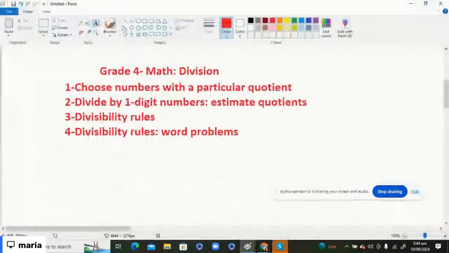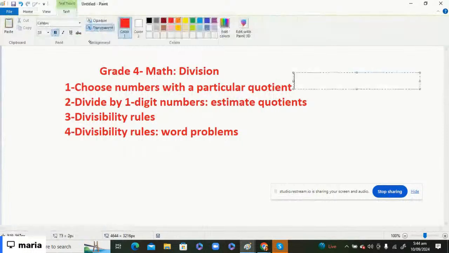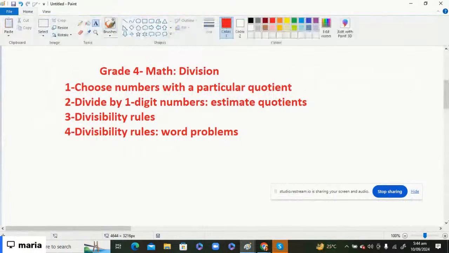So guys, here today we discussed grade 4 maths. The chapter we discussed today is division. These are the list of the lessons. The first lesson we covered is choose numbers with particular quotients, divide by one digit, estimate quotients, divisibility rules, word problems.